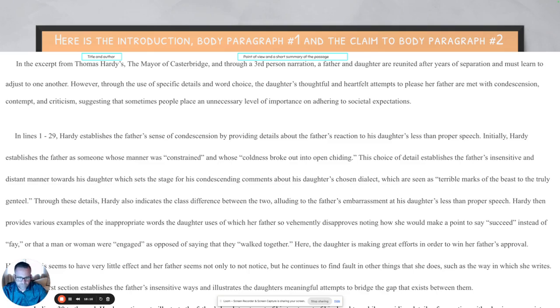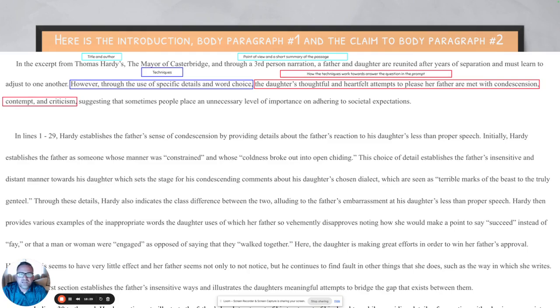That's all you need. I then address the techniques. However, through the use of specific details and word choice, the daughter's thoughtful and heartfelt attempts to please her father are met with condescension. So that's how the techniques work toward answering the question. And here's my lesson. Suggesting that sometimes people place an unnecessary level of importance on adhering to societal expectations. That's my introduction paragraph. Here's what my body paragraph for section 1 might sound like.